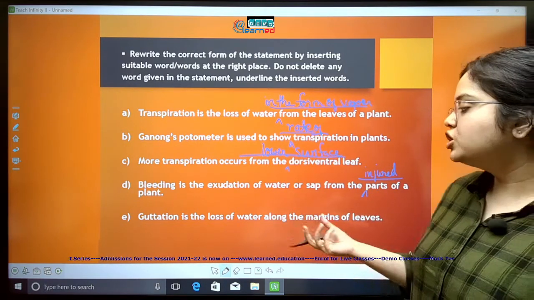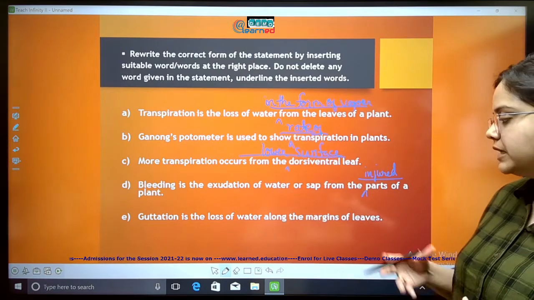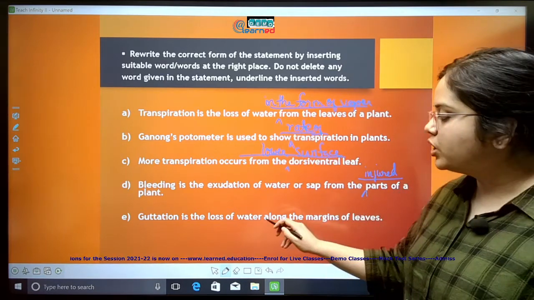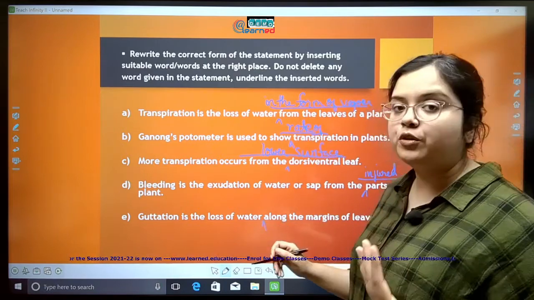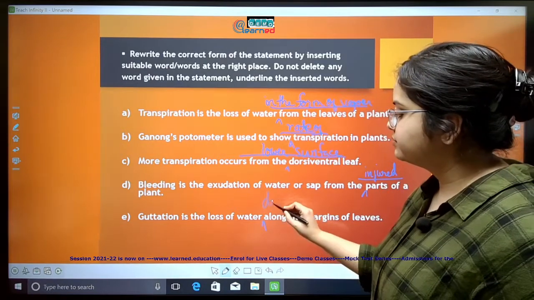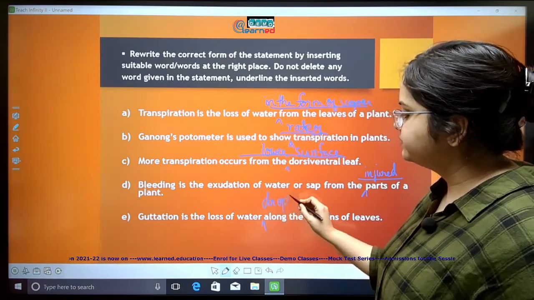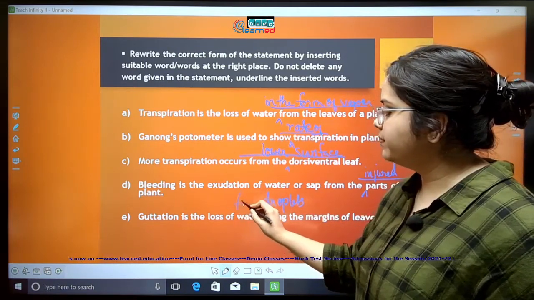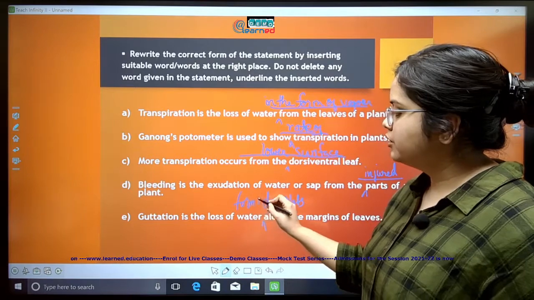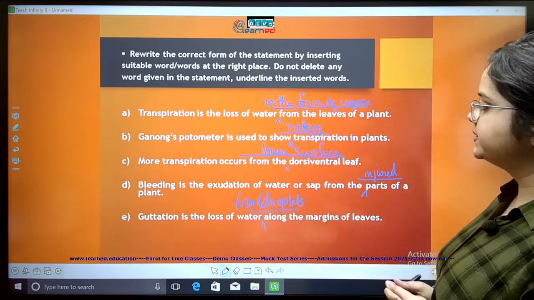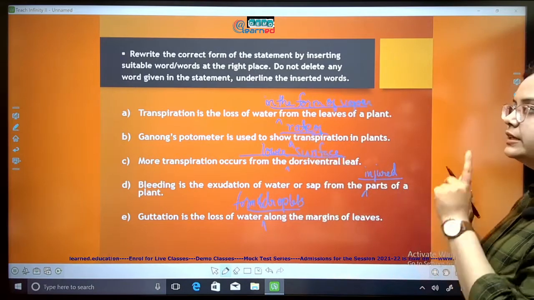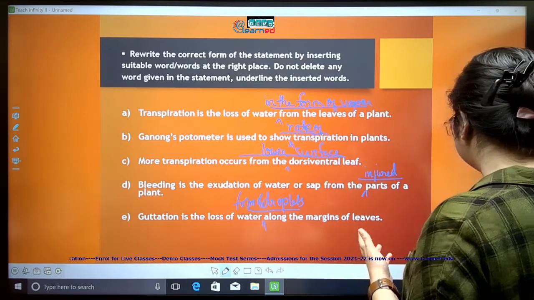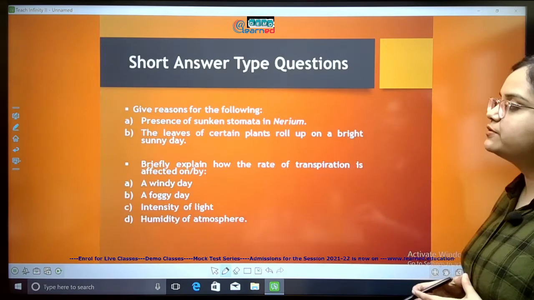Guttation is the loss of water along the margins of the leaves. Now, guttation is the loss of water in the form of droplets from the margins of the leaves. So, this is the solved paper. You go through this again, check yourself, assess yourself whether you can understand and write it yourself or not.